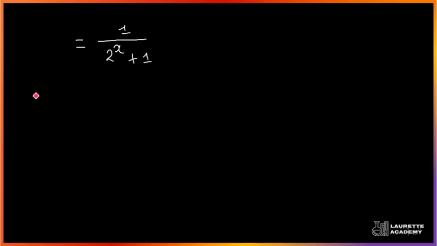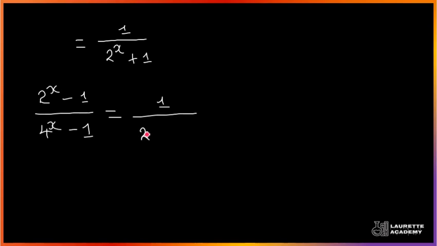So we're saying that 2 to the power x minus 1 over 4 to the power x minus 1 simplifies to 1 over 2 to the power x plus 1.